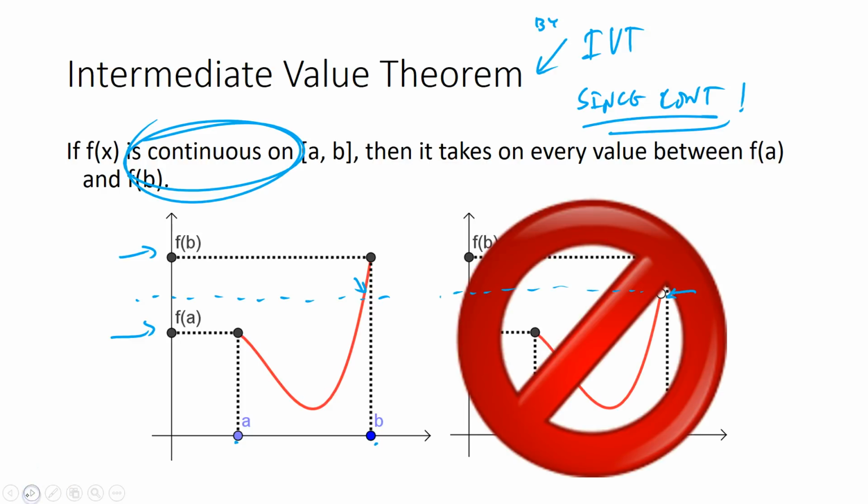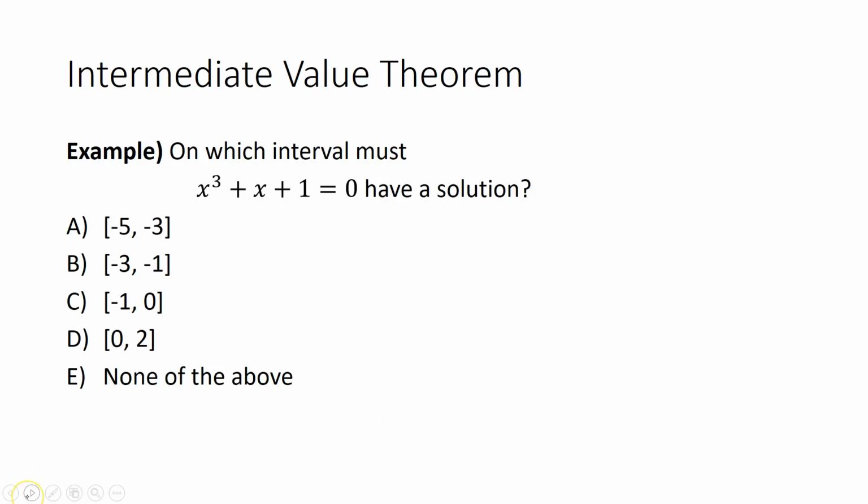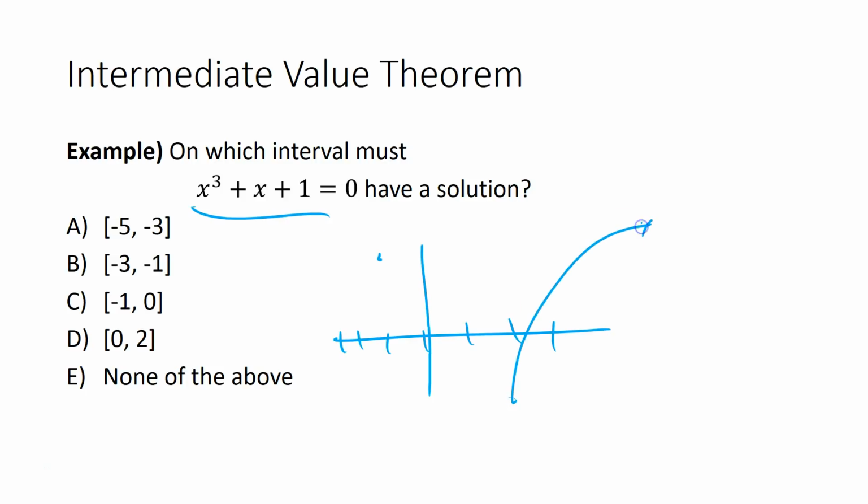So how is this useful? Oh, I got a cross out on this one because it's not continuous. All right. So how is this useful? On which interval must x cubed plus x plus 1 equals 0 have a solution? What we're looking for is an x value, any x value, that gives us a number above and below, or below and above. If we can prove that, when we plug it into the function, one is above and one is below, that guarantees, because all polynomials are continuous, that it's going to cross through somewhere.